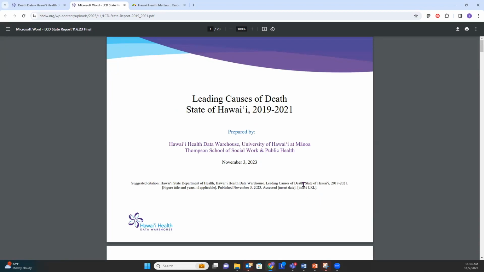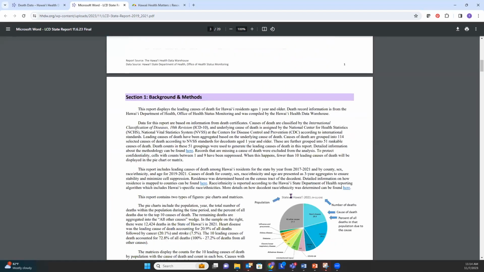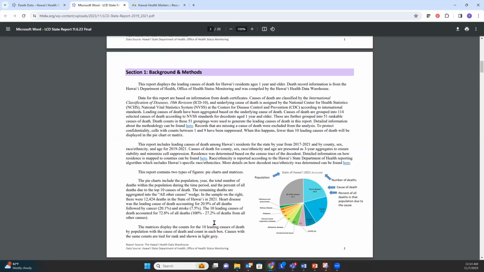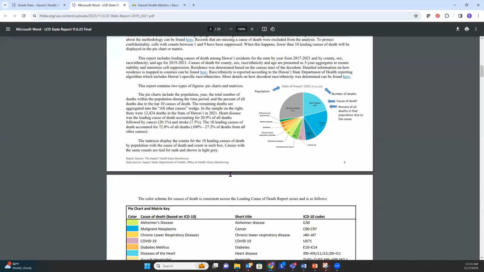You'll have our page that will give you the suggested citation and information about it. We'll have a table of contents. And then we have some more background and methods, which is the information that we've talked about a little bit today so far. We have an example of a graph and how to read that. I'm going to skip that because we're going to go through that in just a second.